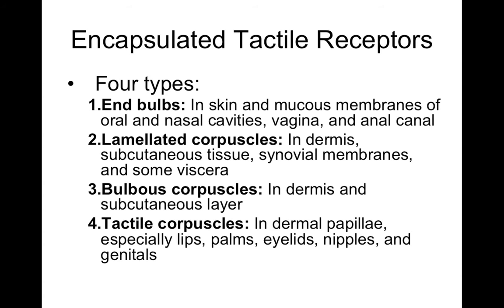Now, for the encapsulated variety, we have things like end bulbs, which are located in the mucosal membranes of your body, like nasal cavities, genital urinary cavities, and anal cavity. We have lamellated corpuscles, which are found in subcutaneous tissue, synovial membranes, and viscera. We have bulbous corpuscles, which are found in the dermis and subcutaneous tissue, and tactile corpuscles, which are found in dermal papilla, especially in areas like lips, palms, eyelids, nipples, and genitals, because these are more involved with finer sensation of touch. Hence the lips, palms, eyelids, nipples, genitals, like more sensitive parts of your body.